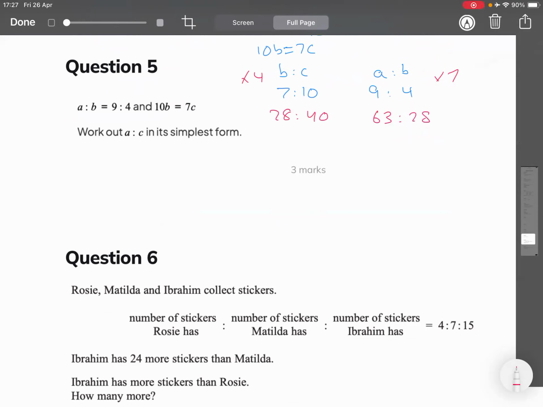wait, A to C. Oh, I have to do A to B to C, which is 63 to 28 to 40. The question says I only want A to C, so I have to scribble this out after. People would have lost a mark for that. Okay, and then check if you can simplify it, but you can't. Nice, good.